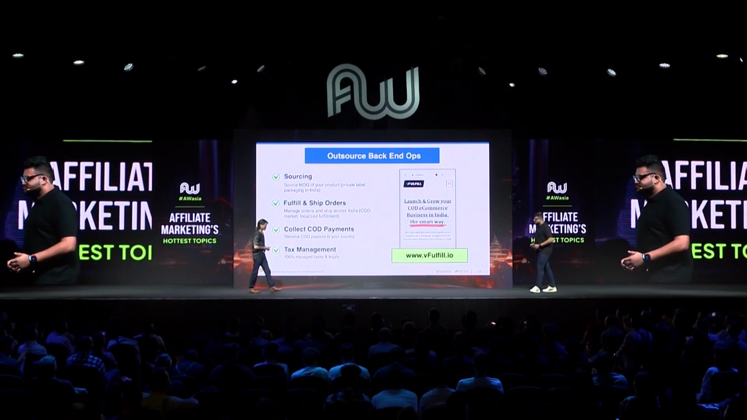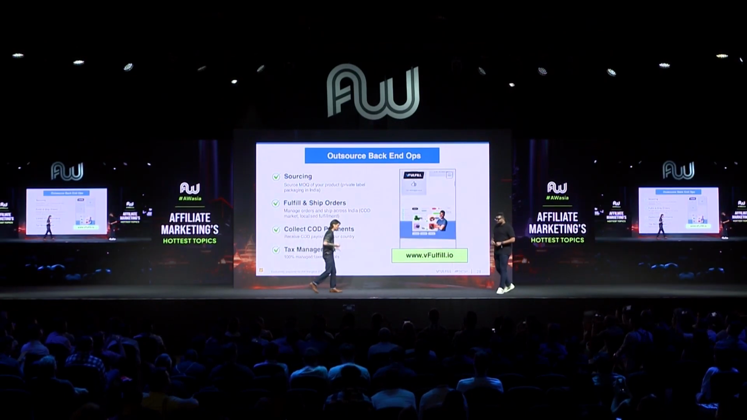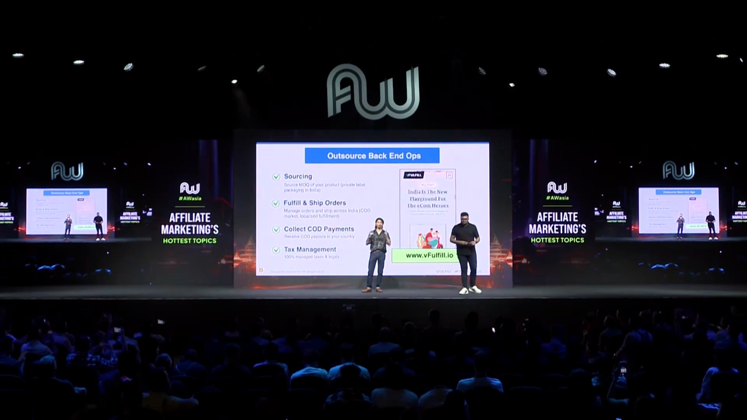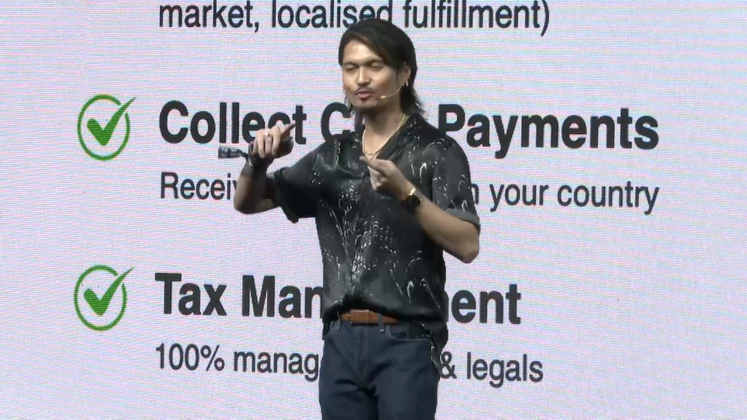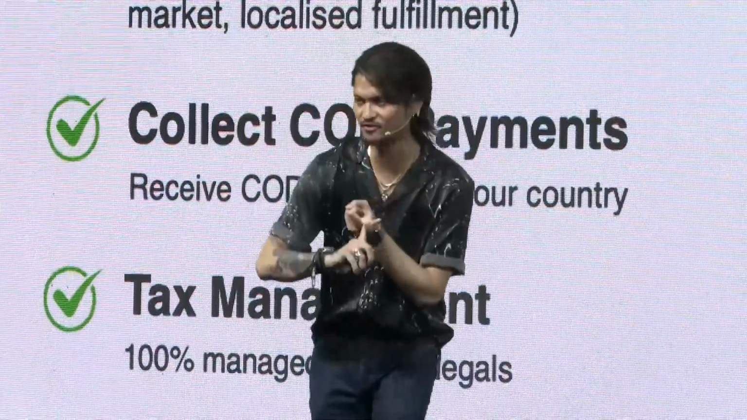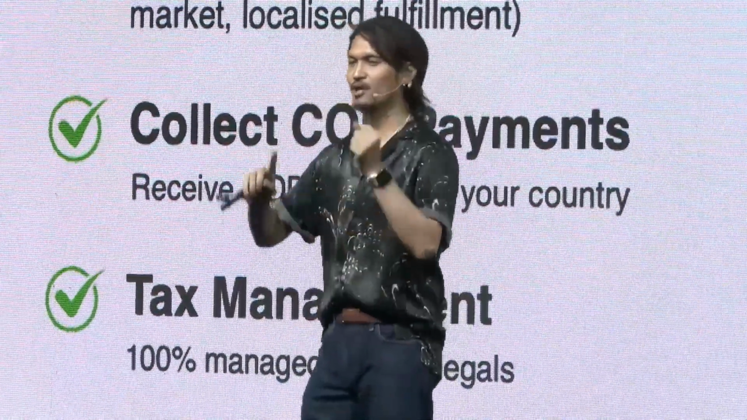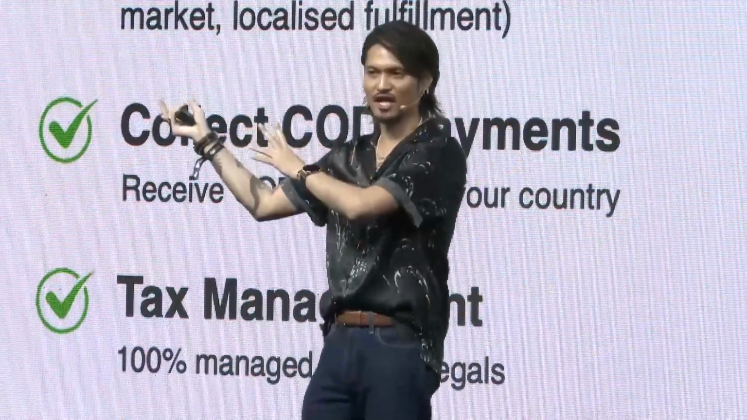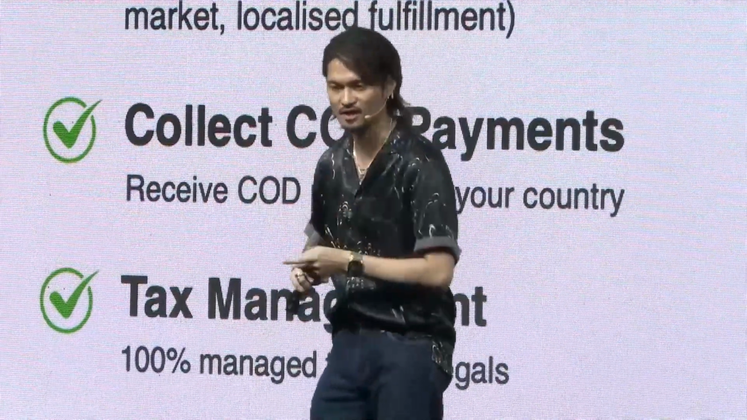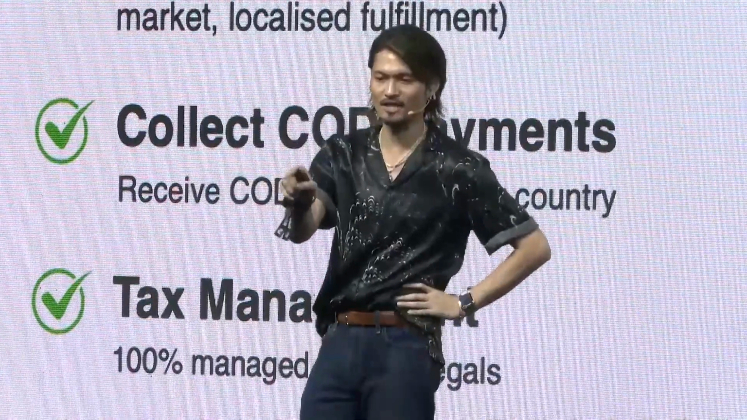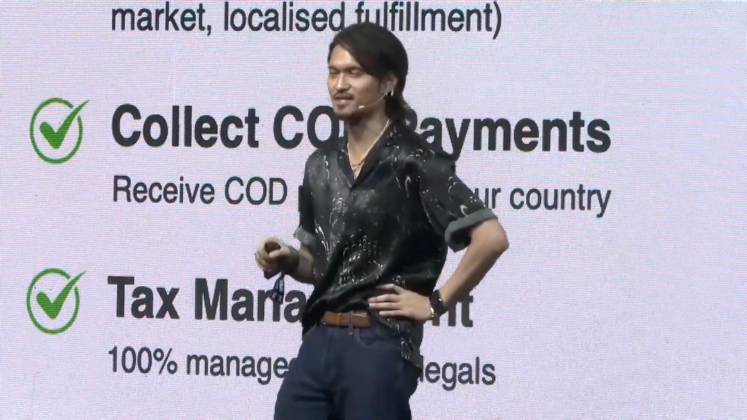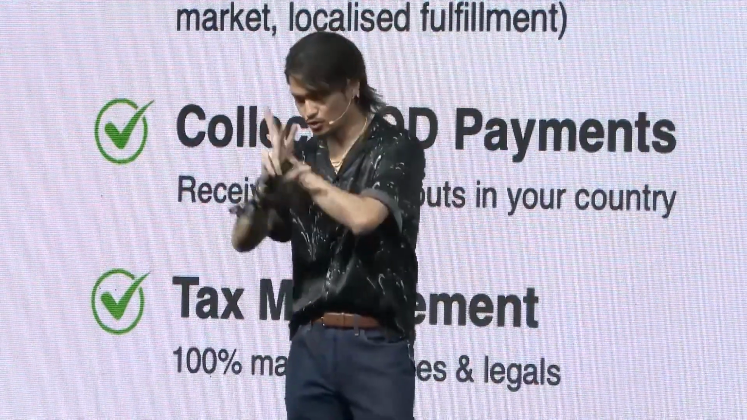So let's talk about the backend operations. This is affiliate world. As an affiliate, we recommend you outsource your backend operations, because you just want to worry about your creatives and your media buying. For number one, sourcing, I highly suggest 1688 for China, to get your wholesale or whatever. The second part is fulfillment: shipping orders, collecting COD payments, tax management. That's a huge, huge deal.